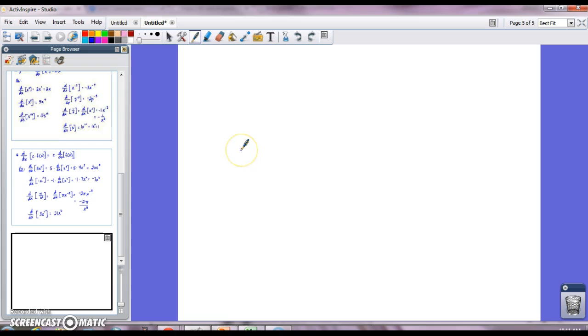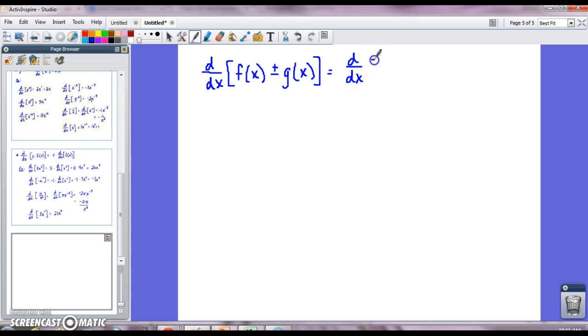Okay, now let's talk about another rule when we are dealing with functions that we are adding or subtracting. So we'll call them f of x and g of x. We actually can take the derivative of those functions separately. So d dx of f of x plus d dx of g of x.